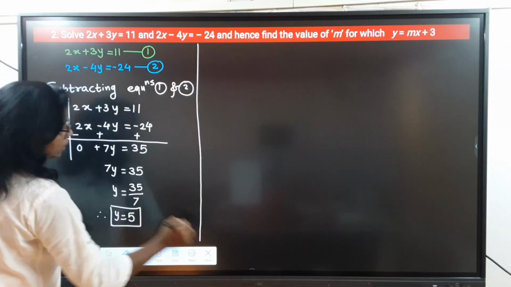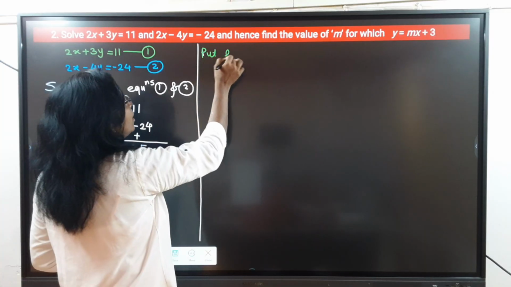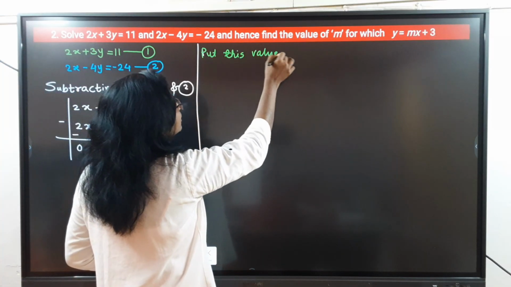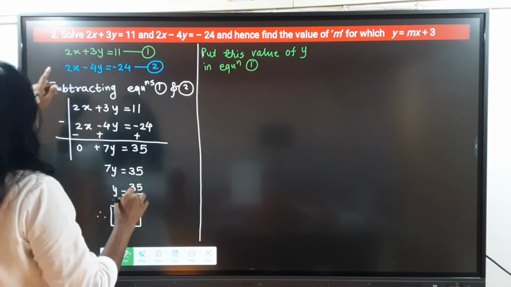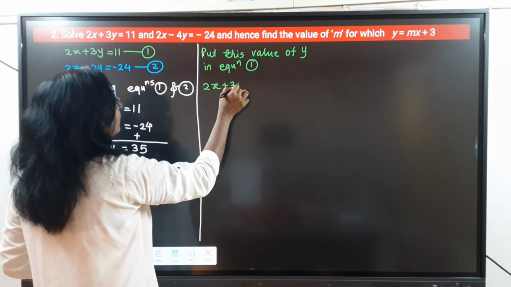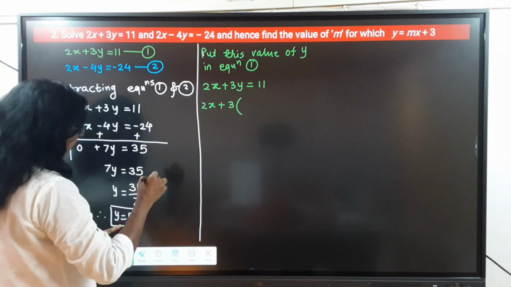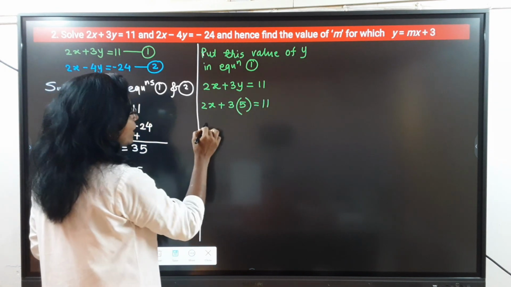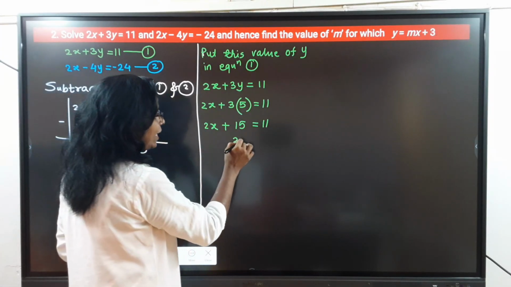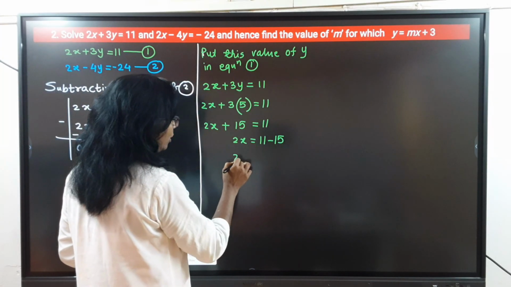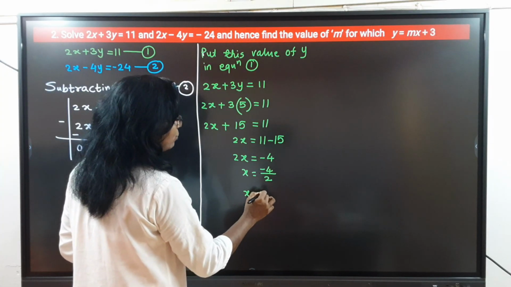Now here, students, put this value of y in equation 1. So equation 1, 2x plus 3y is equal to 11. So here 2x plus 3 multiplied by 5 is equal to 11. So 2x plus 15 is equal to 11. So 2x is equal to 11 minus 15. So 2x is equal to minus 4. So x is equal to minus 4 upon 2. So x is equal to minus 2.